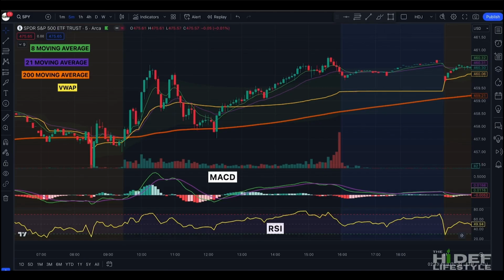VWAP. Now the VWAP is really good as well, especially for day traders, anyone trading short term.